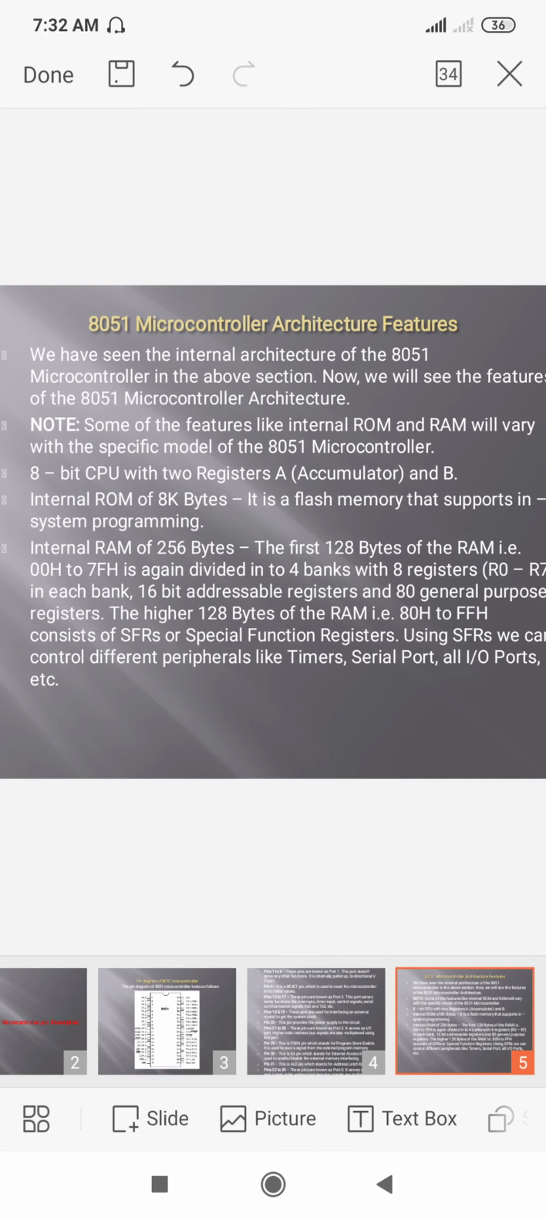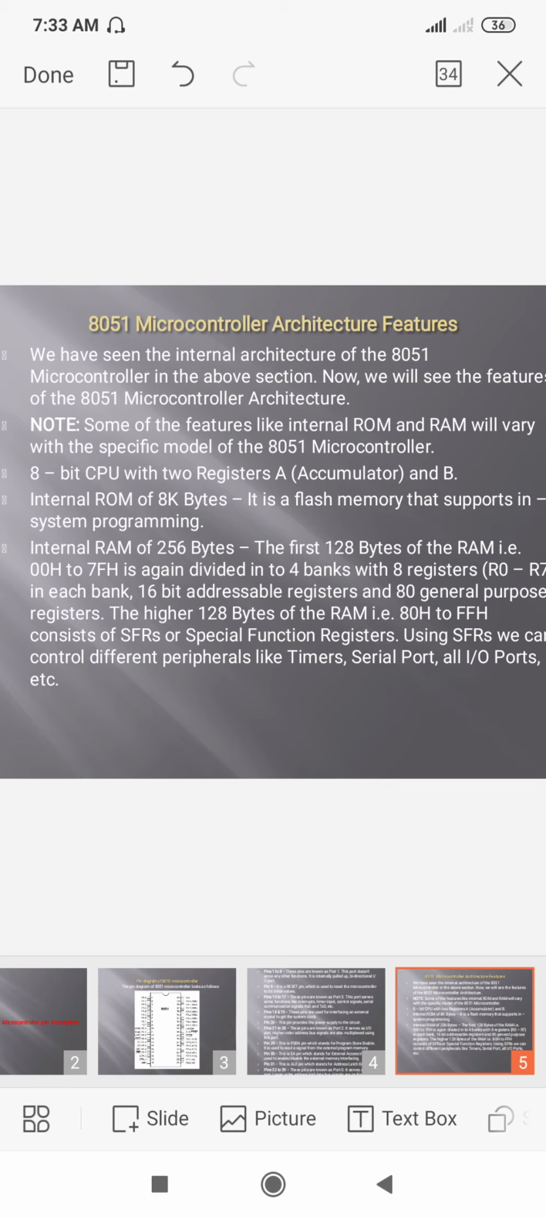Next is 8051 features, the architecture features. We have seen the internal architecture of the 8051 controller in the above sections. Note that some features like internal ROM and RAM will vary. It has an 8-bit CPU with two registers, A accumulator and B. Internal ROM of 8 kilobytes is flash memory that supports in-system programming. Internal RAM of 256 bytes.